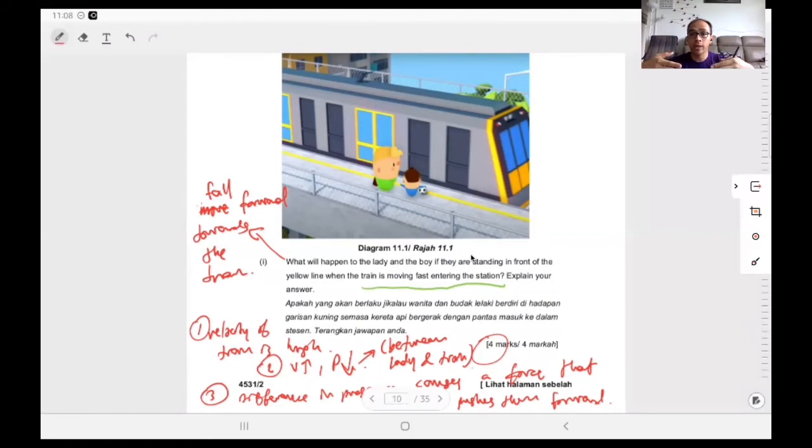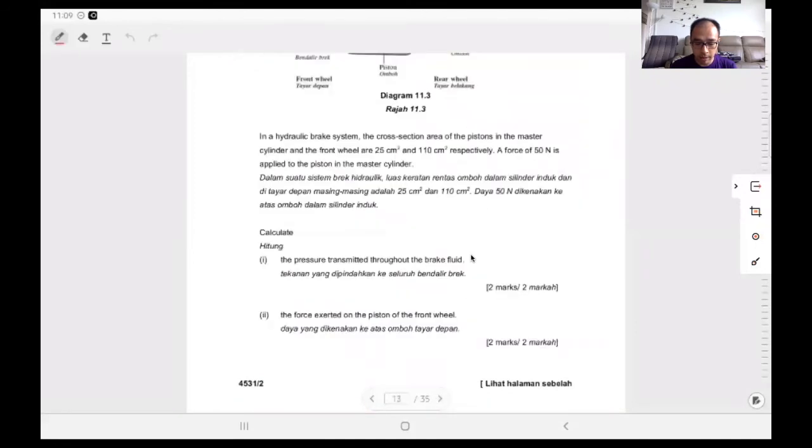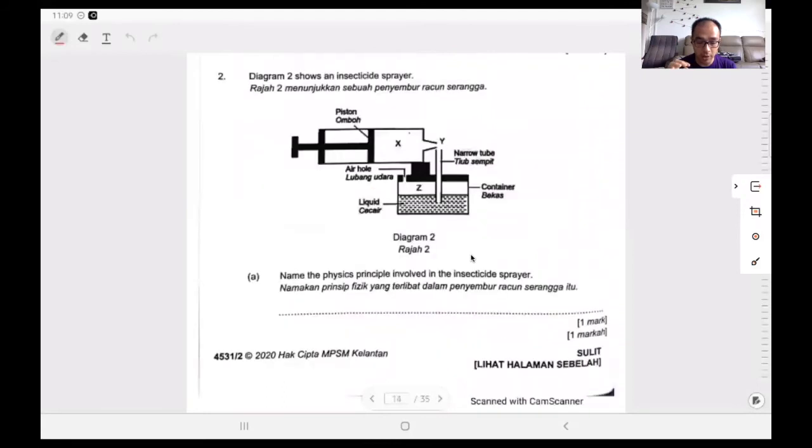pushes them forward. This question has also been asked in terms of a man standing at the side of the road, and then a car suddenly passes by very fast, and he feels that he's going forward. Same explanation. Please take note of that. I think we've covered this. I'm going to skip the calculation question because there's a bigger section that I want to talk about.